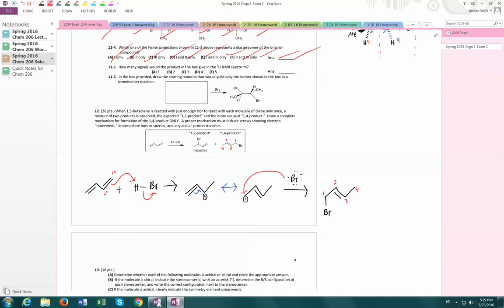Let me think, is there any way? I mean, if you had a hydride shift from the primary to the secondary, you would get to that product, but there's no thermodynamic reason for that to happen, right? And so we wouldn't expect that to be a problem.